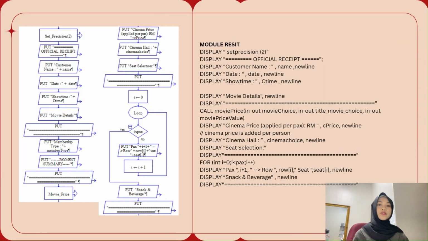This module part is used to display the official receipt. It prints the receipt header, customer name, date, and the show time. Next, it shows the movie details and calls the movie price module to get the selected movie and price. The cinema price per person and the selected cinema hall are then displayed. After that, the system lists the seat selection for each customer. Finally, it displays the snack and beverage section before continuing with the receipt details.